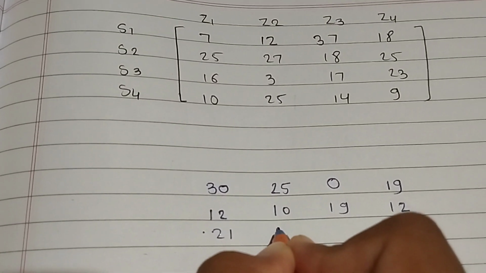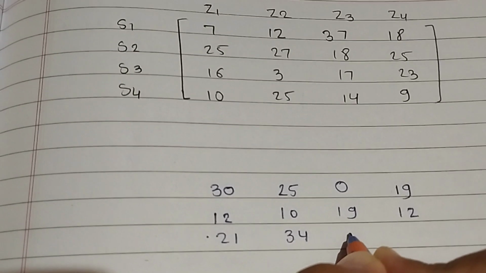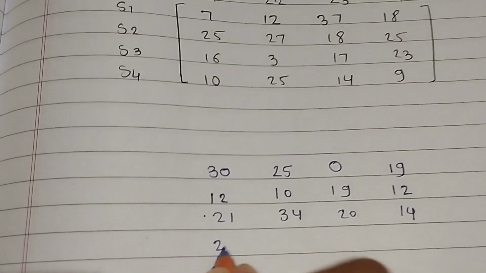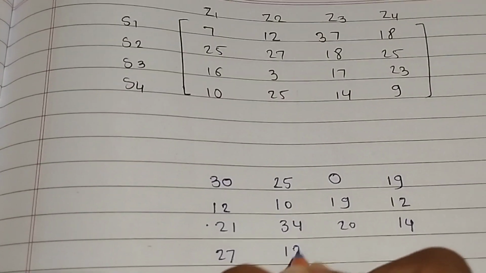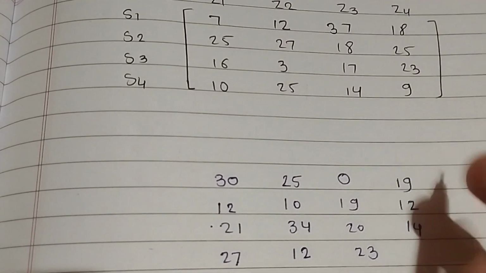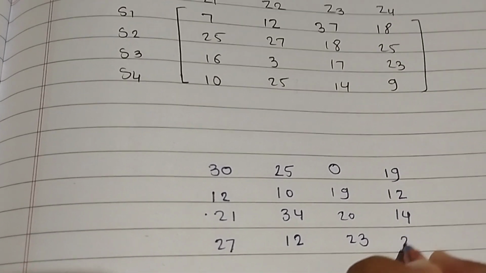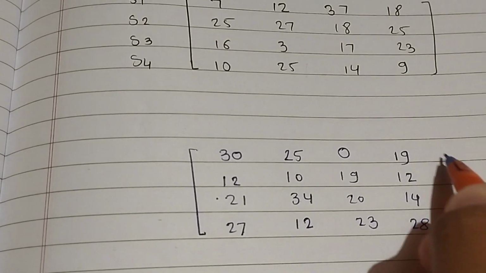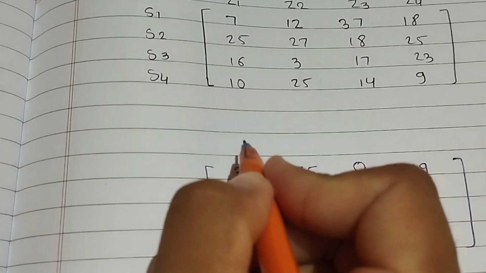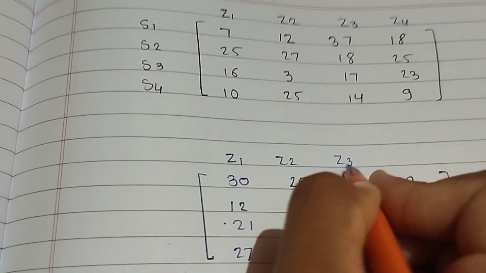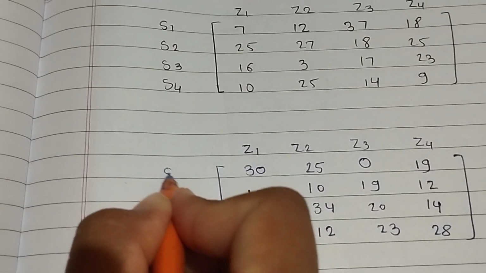So this is 21, 34, 20, 40, 23, and 37 minus 9 is 28. So this is our reduced matrix. These are the zones Z2, Z3 and Z4, and these are the salesmen lines.